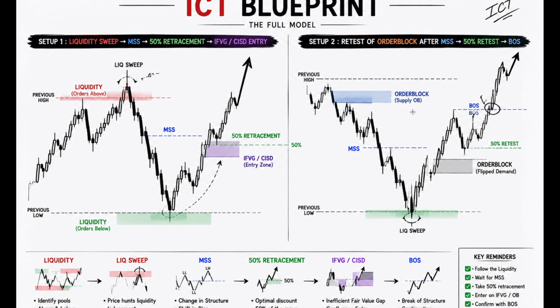And if you guys do not understand what liquidity is and how to identify types of liquidities, make sure you go to the last video that I've uploaded. I pretty much broke down 80% of the liquidities that you're going to be waiting for to get swept.